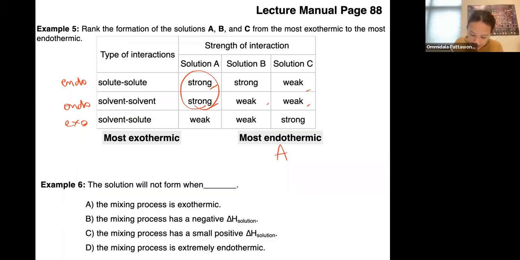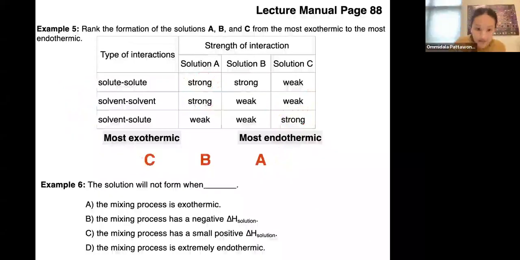Now, if you're looking at C, the strength of the solvent is very strong. Therefore, in this case, it's going to release a lot of energy when they interact with each other. So it's going to be the most exothermic. So B would be in the middle. Okay, so the answer would be C, B, and A.